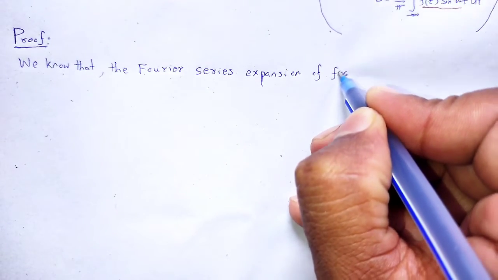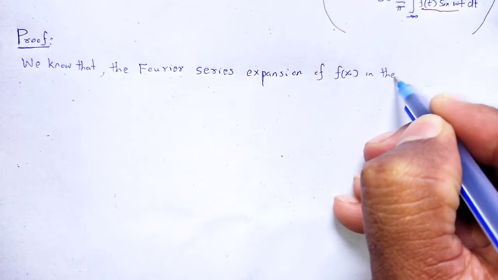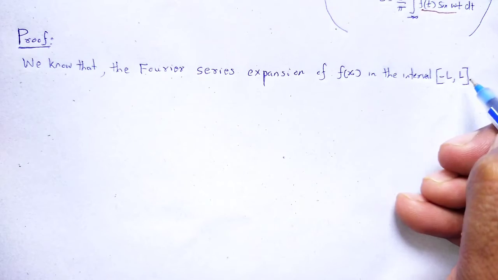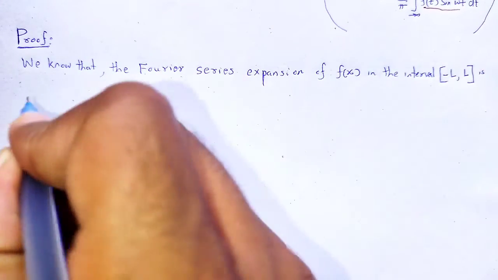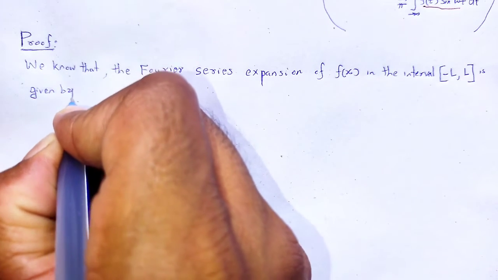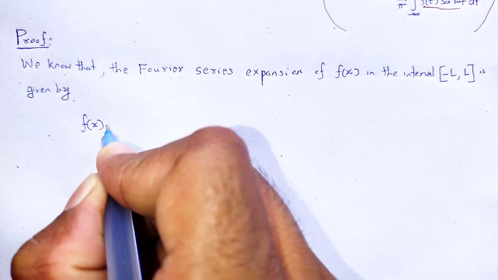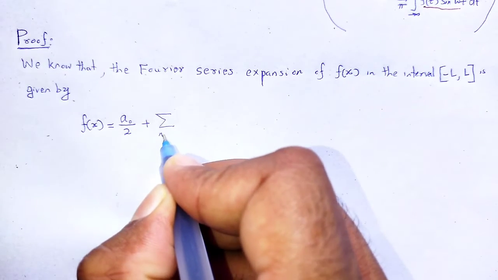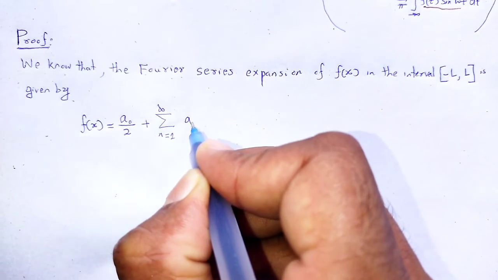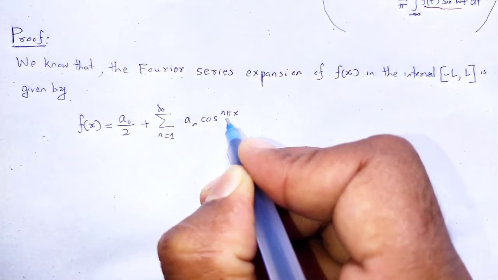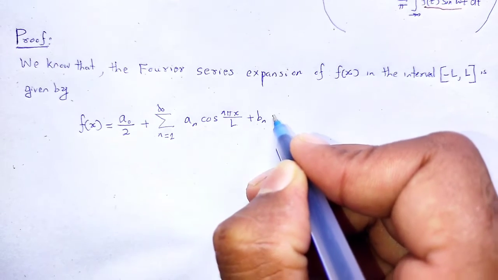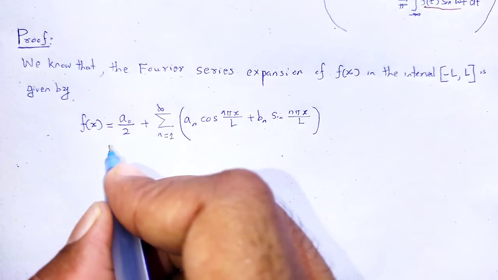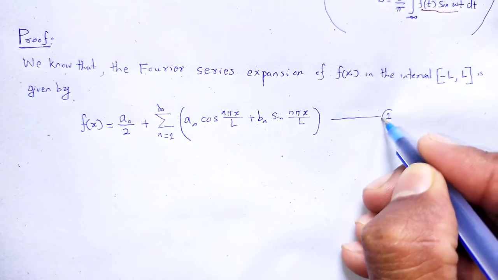of the given function f of x in the closed interval minus L to plus L is given by f of x is equal to a naught by 2 plus summation over n is equal to 1 to infinity a n cos n pi x divided by L plus b n sin n pi x divided by L. This is the Fourier series expansion of that given function. Equation number 1.